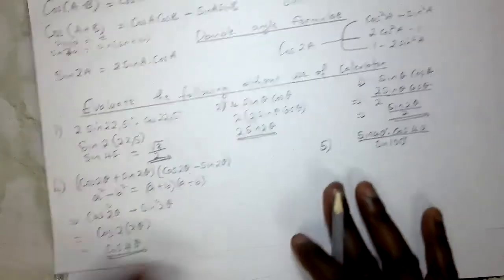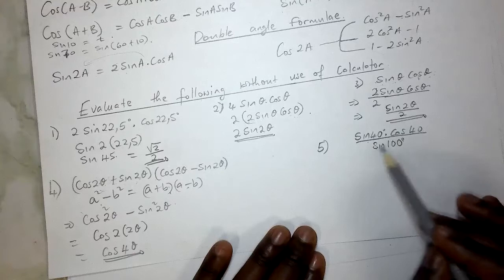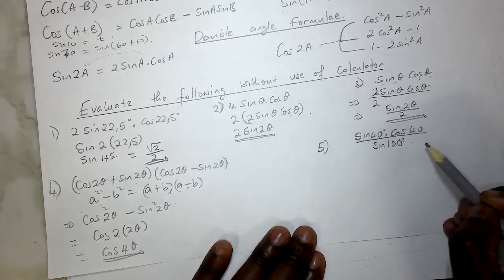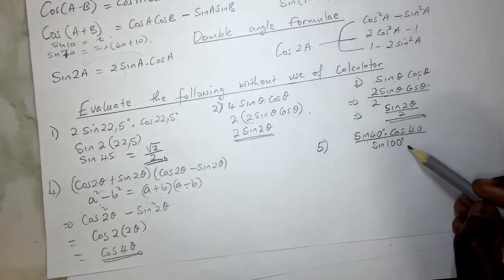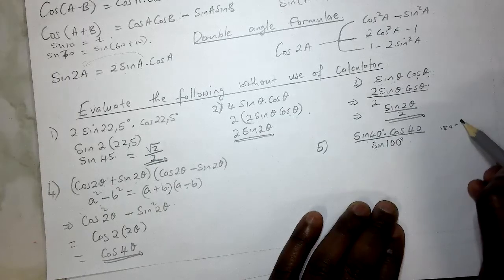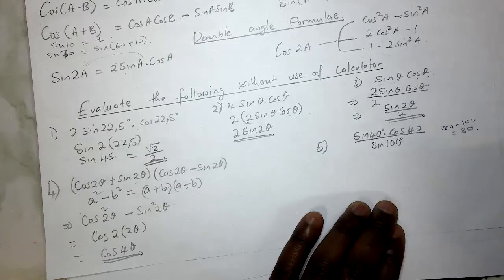Then let's move on to another one here. We're saying sine 40 cos 40 over sine 100. But now I want you to remember sine 100 in terms of acute angles. How are we going to get the acute angle equivalent to that? We say 180 minus 100. So what do we get? We get 80. So sine 100 is the same as sine 80.